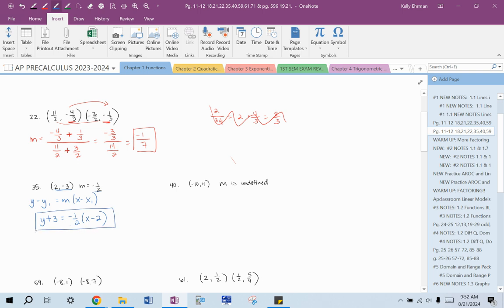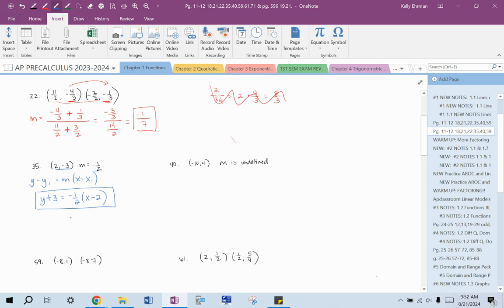You can just leave it like that. There's no reason or purpose to start distributing and get it into slope-intercept form or anything else. So that's that. And then it did say to sketch the line. So when I sketch this, let's see. I would just, okay, I need to plot the point 2, -3.